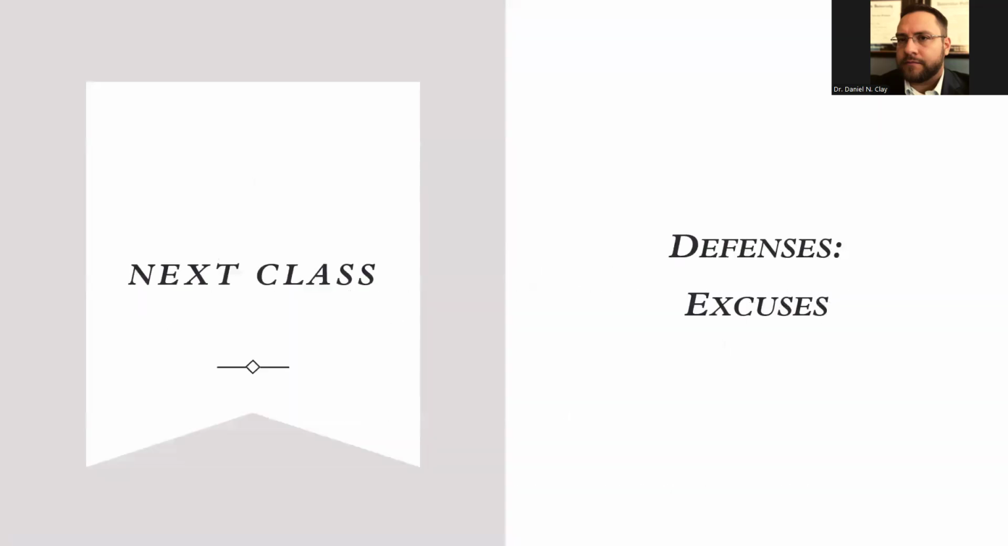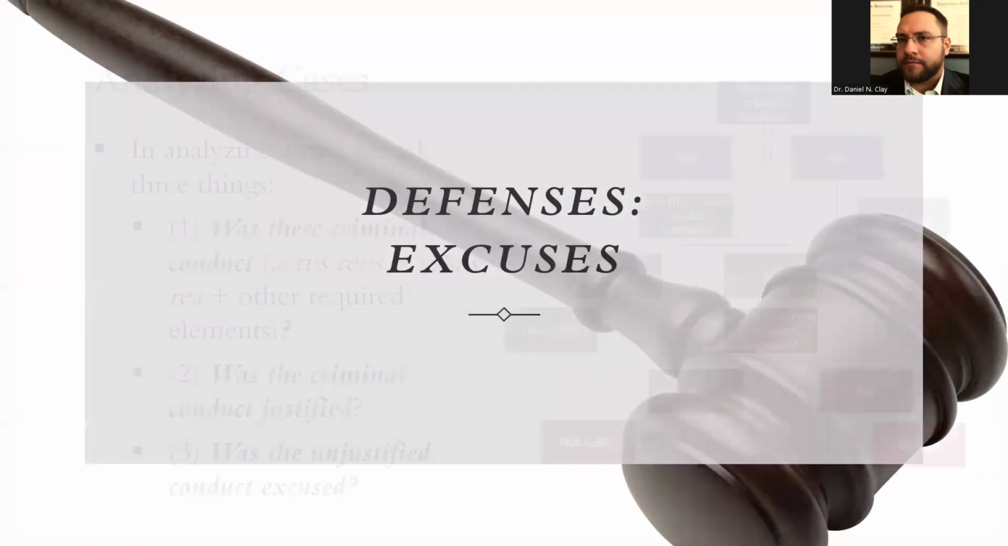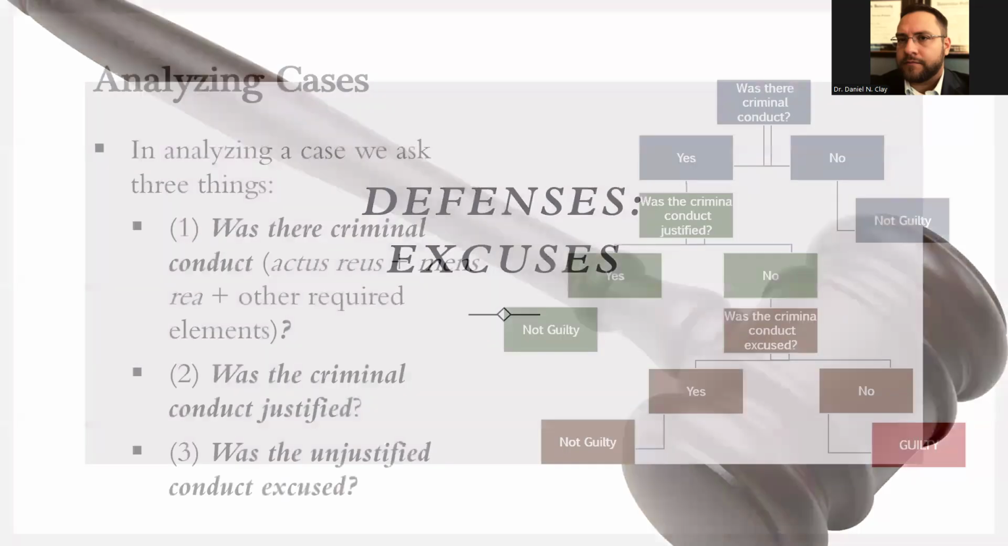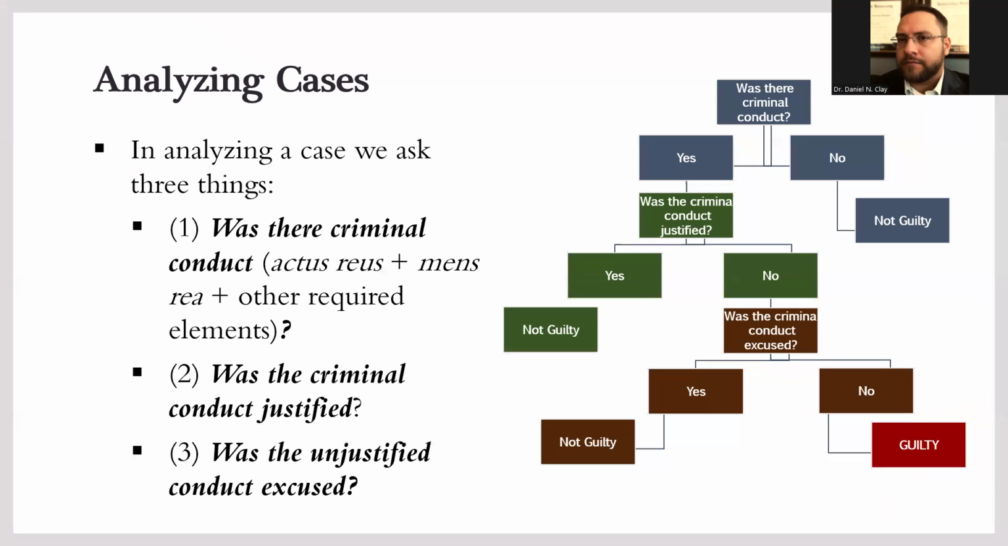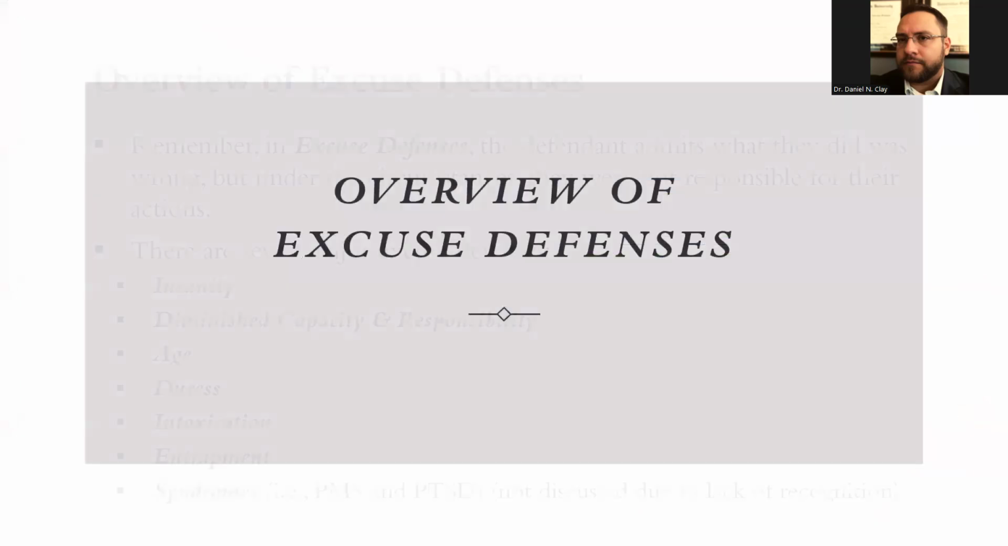So that being said, that's our justification defenses. Now we are going to move into excuses. Similar to what we saw with justifications, with excuse defenses we still have to go through our analysis. So we ask, is there criminal conduct? Was it justified, which is what we just did? And if the answer is no, then we move into excuse.